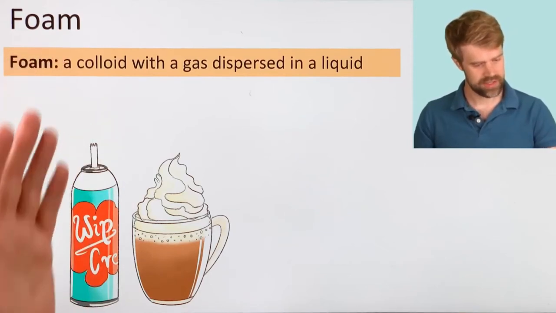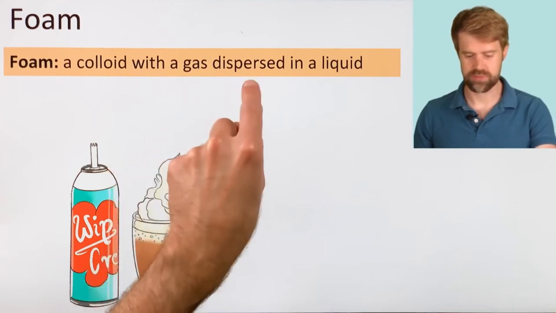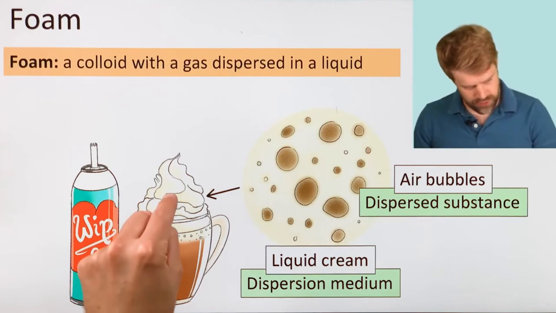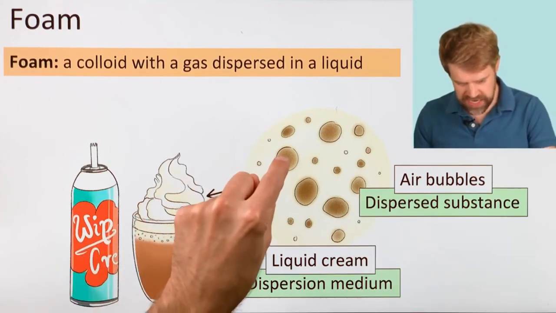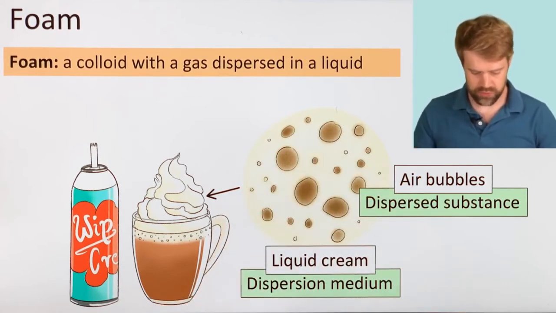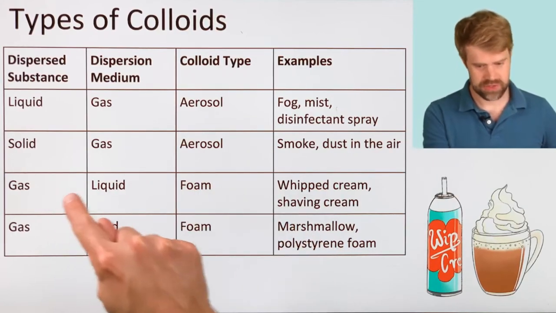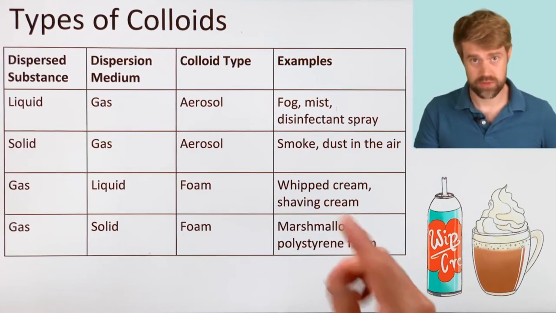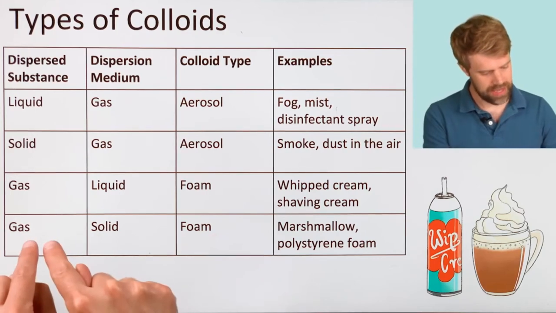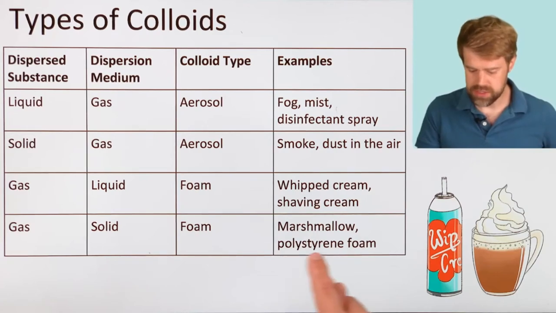Here is foam. Foam is a colloid where a gas is dispersed in a liquid medium. Think of whipped cream. If we looked at this foam very closely, we'd see tiny air bubbles dispersed through liquid cream. We'll add foam to our list of colloids, gas in liquid. Shaving cream is another example of a foam. And foam can also be made by dispersing a gas in a solid. That's how marshmallows are made, as well as polystyrene packaging.